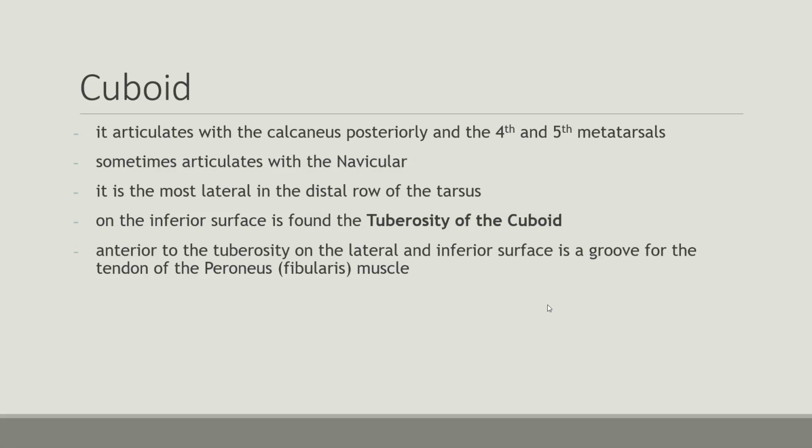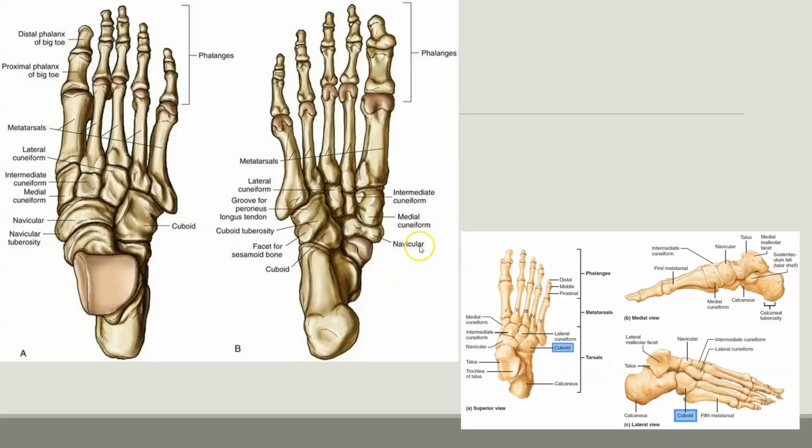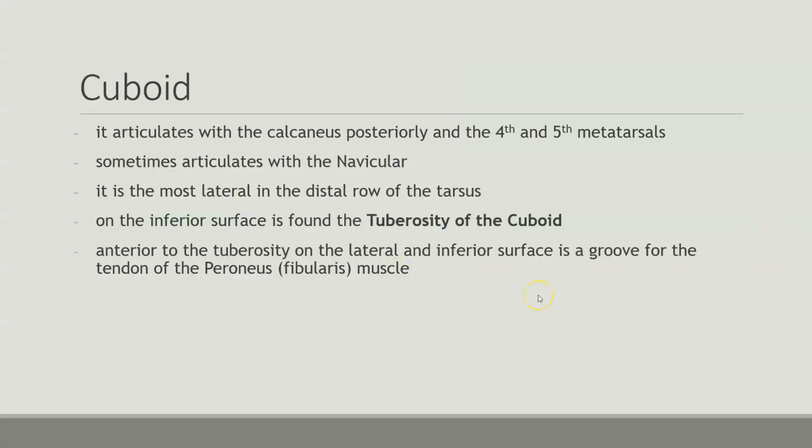The cuboid articulates with the calcaneus posteriorly and the 4th and 5th metatarsals. As I said, it sometimes articulates with the navicular. It is the most lateral in the distal row of the tarsus. So we've got our cuneiforms here, and here's our cuboid. Remember, this is medial, the great toe, and this is lateral, the little toe. So again, it's the most lateral in the distal row of the tarsus.